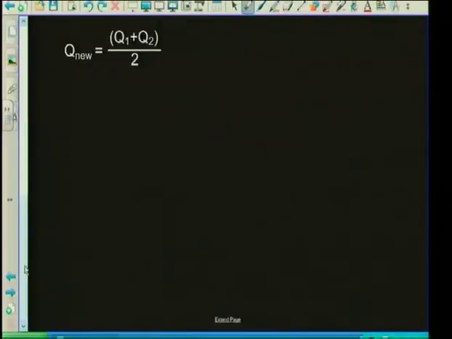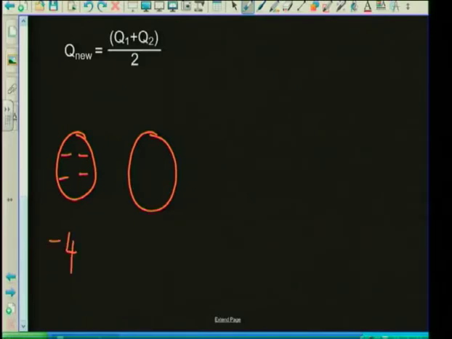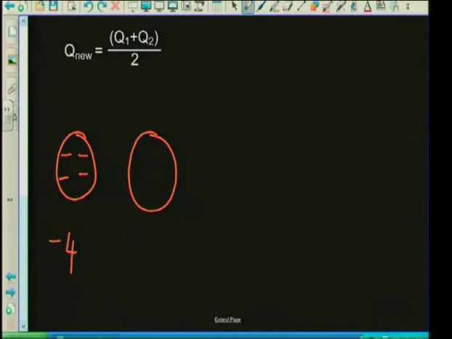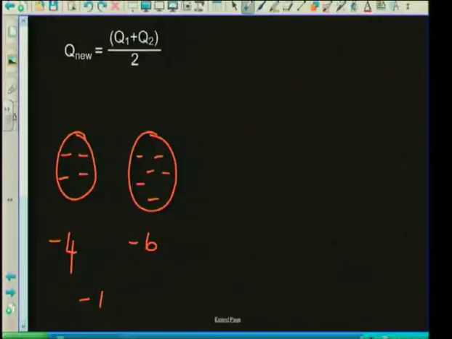Let's take a sphere, and I have another one. Now, on this sphere, I'm going to put four little electrons, and let's say this has an overall charge of -4, and remember, charge is measured in coulombs. We're going to get back to that in a second. And on my other one, I'm going to put 6, so that has -6. Now, both of these two spheres together have a total of -10. We allow them to touch.